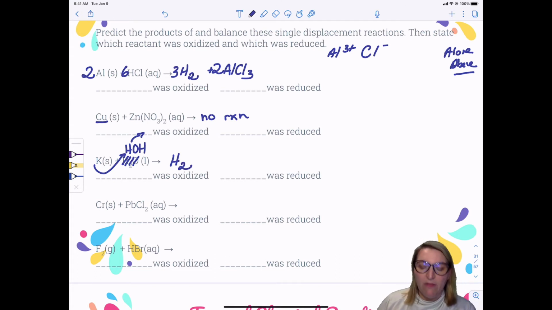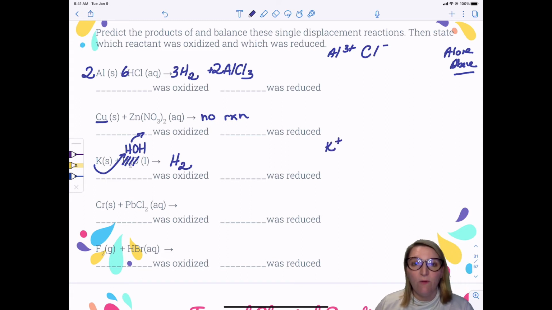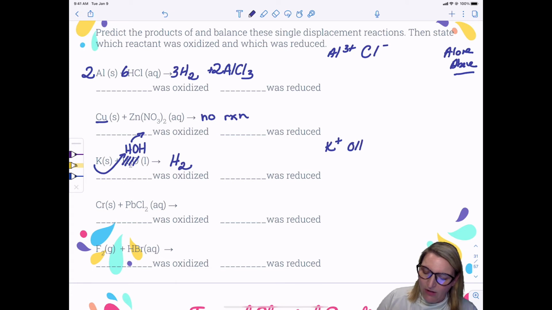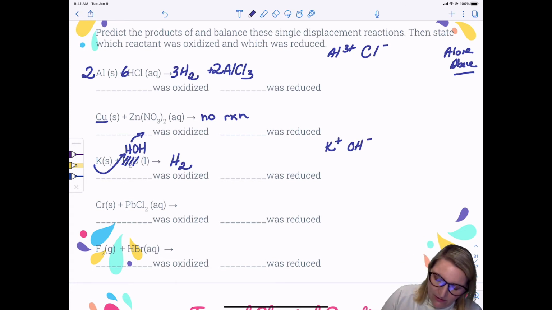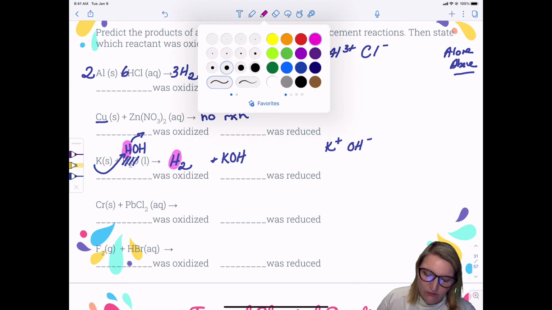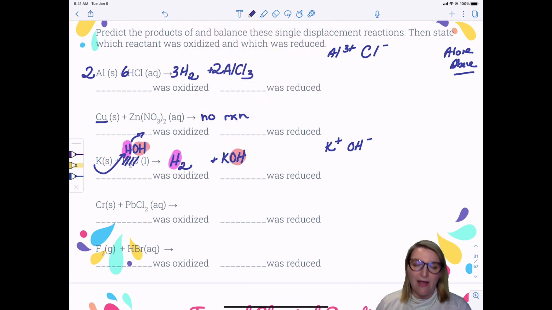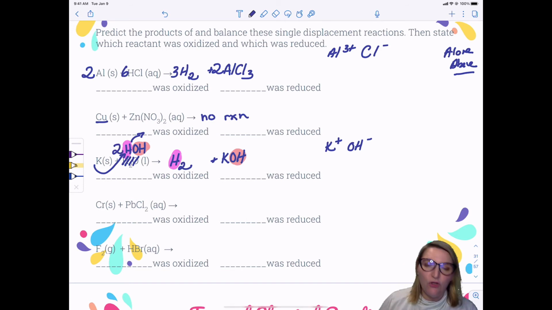And then what are the other two ions? Well, potassium forms a 1+ ion. Hydroxide is a 1- ion. So it will be KOH. And now, we did this once before. Think about this hydrogen as being this hydrogen and hydroxide as being hydroxide and balance it that way. And then you go, okay, I need 2 pink hydrogens, I need 2 hydroxides and 2 potassiums.